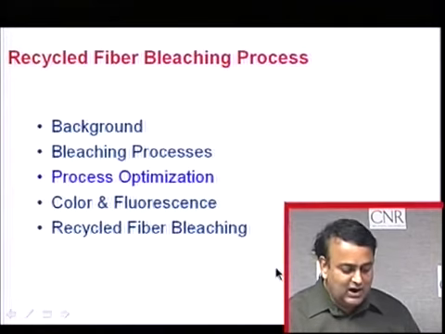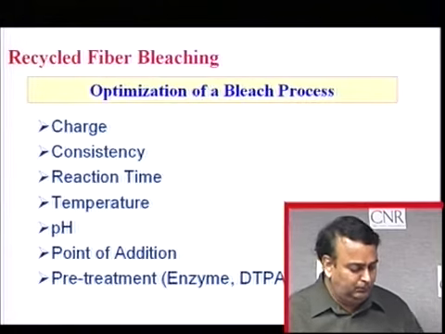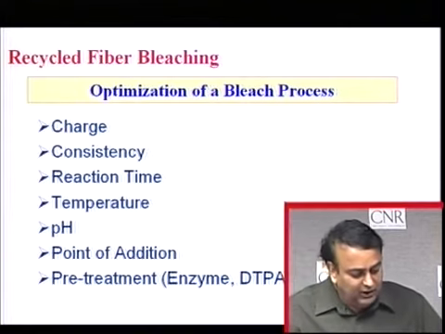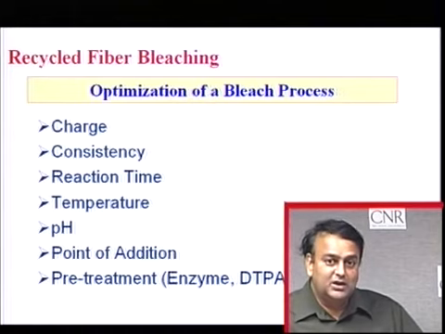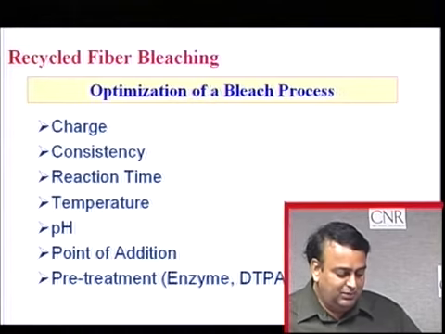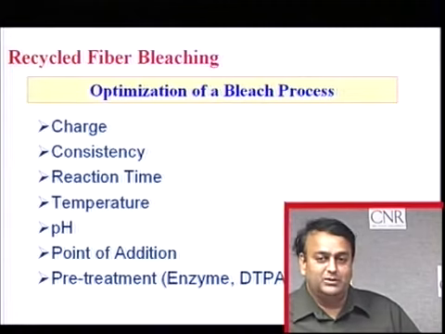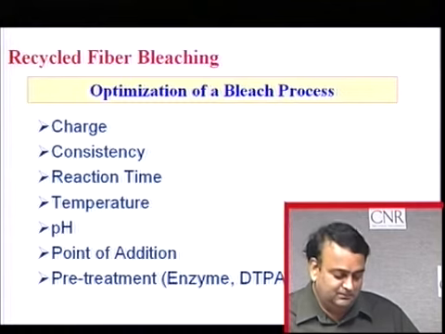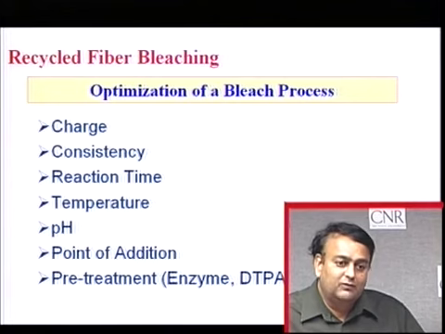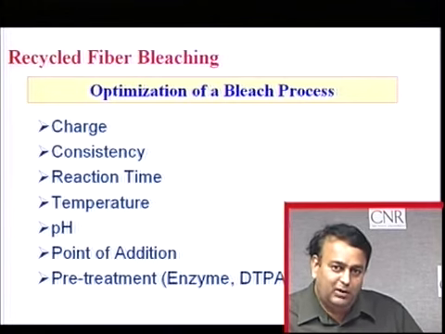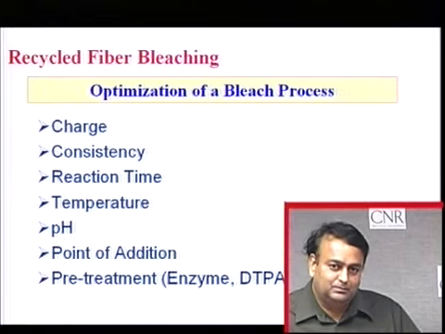Now, let us take a look at how we optimize a bleaching process. There are various variables in a bleaching process: chemical charge, consistency, retention time, temperature, pH, where we add this chemical, and pre-treatment, enzyme and chelate treatment. How do you optimize a bleaching process? First thing I would do typically is take your pulp and do a pH optimization.